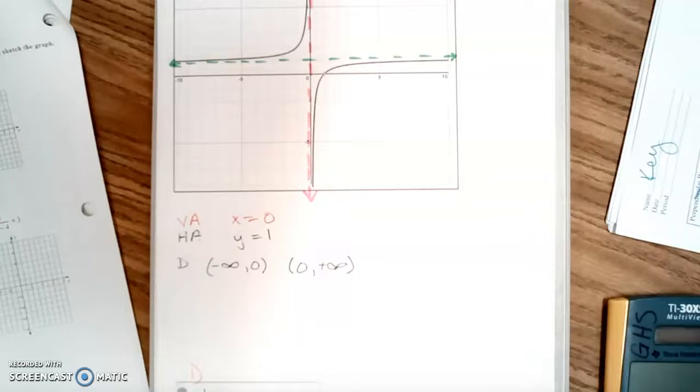Is that red or pink? I don't know, red or pink. And that is the equation x equals 0. And then there's a horizontal asymptote at y equals 1.